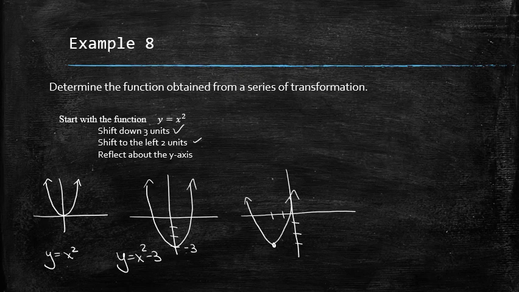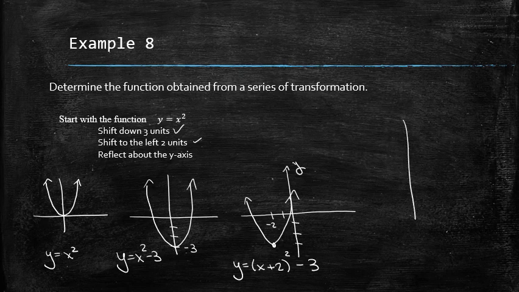Okay, so there's, again, just a rough sketch of the graph. Left 2, that changes with the x. And remember, it's the opposite of what you might think. So moving it to the left 2, we actually have x plus 2, quantity squared. And then I still have my minus 3. And now I want to take this guy and reflect it about the y-axis.